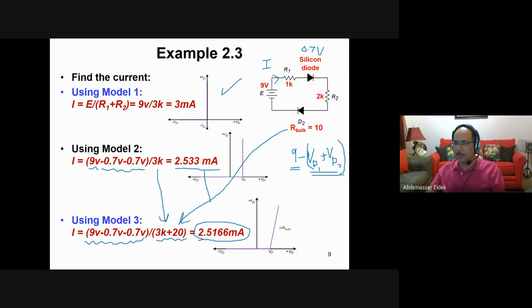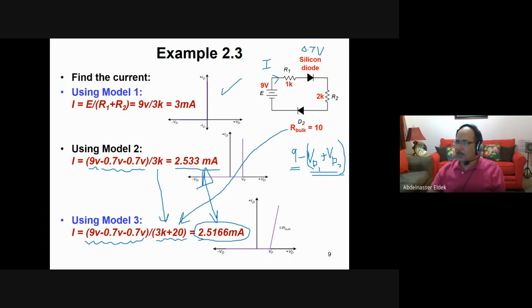Of course, as I said, when you compare these two here, they are very close to each other. That's why usually we assume that we use model number 2. 2.53 and 2.5166, which is almost 2.52. The difference is not huge.